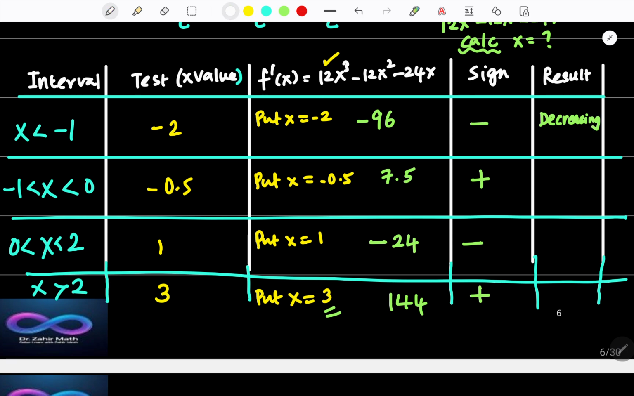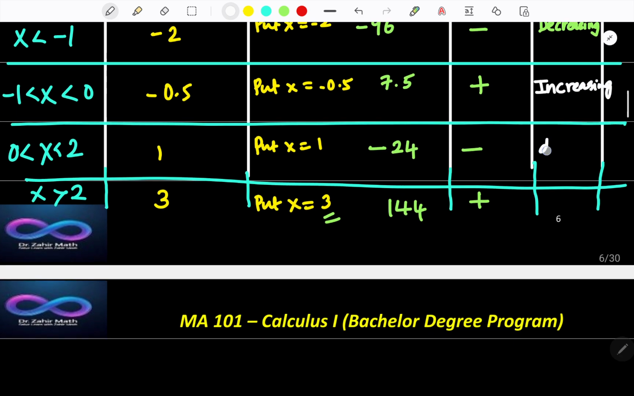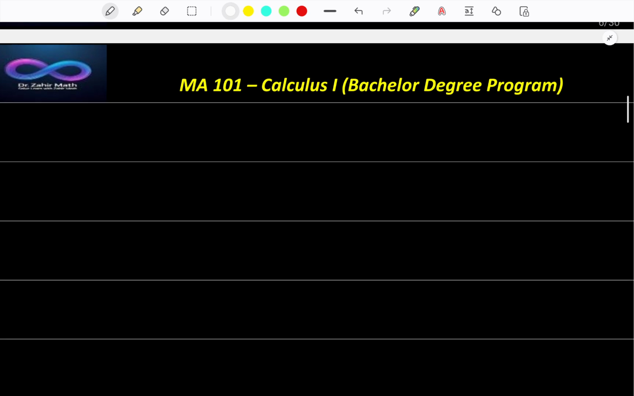And the next we are going to write what? Plus, so increasing. Right. Negative is there, you're going to write decreasing. Here plus is there, so you're going to write increasing. Clear all of you? That's it. The question is very simple, but you have to write the result in a good way.